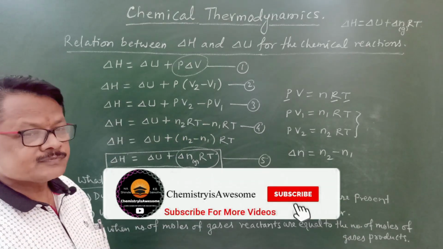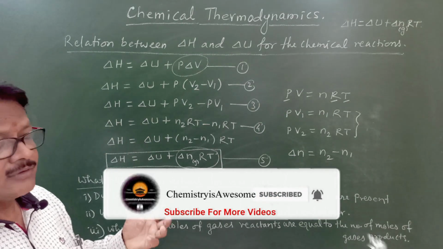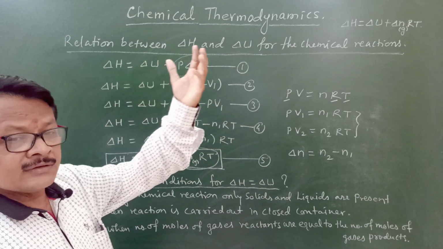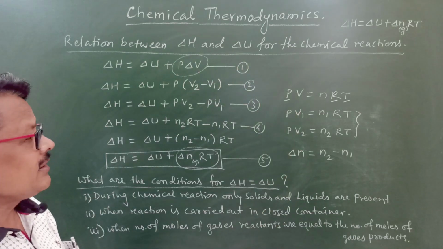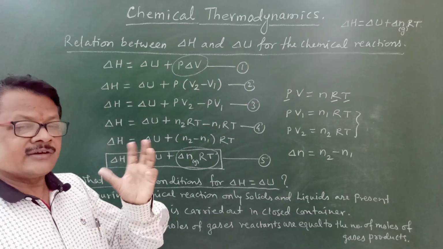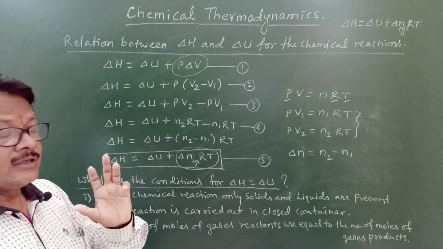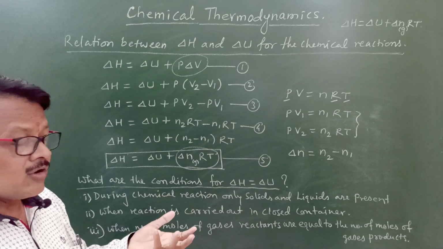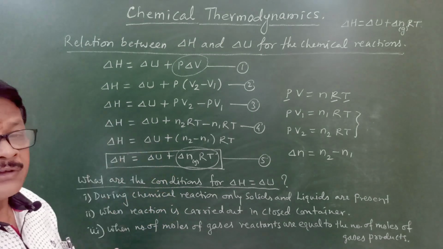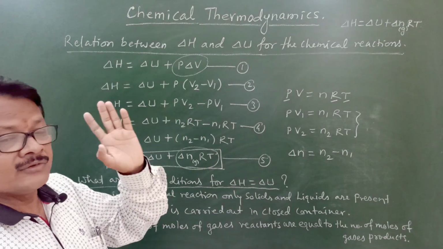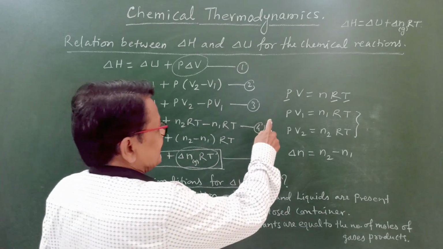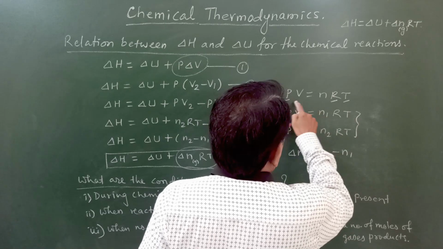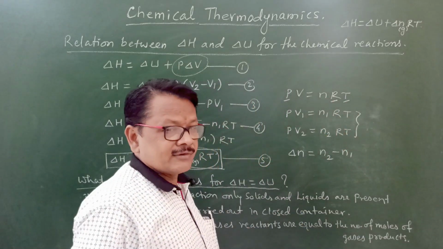What is the condition? During a chemical reaction, the reactants react and products are formed. These gaseous reactants and gaseous products, if they are ideal gases, means they are following the gas laws and the ideal gas equation, PV is equal to nRT. So here P is constant, R is constant, T is constant. Pressure, temperature and R, these are the constant values.